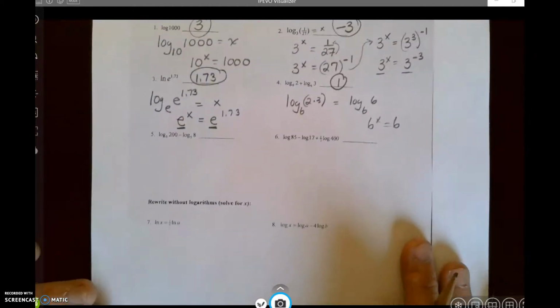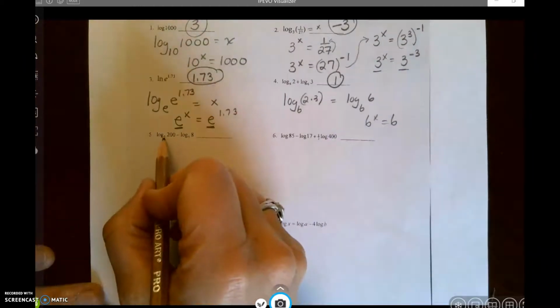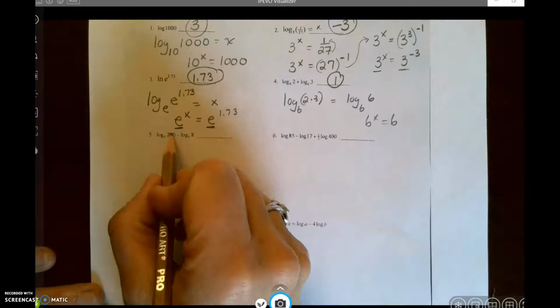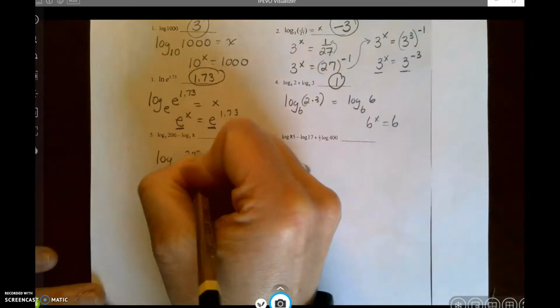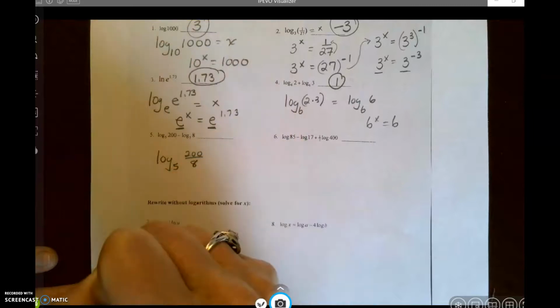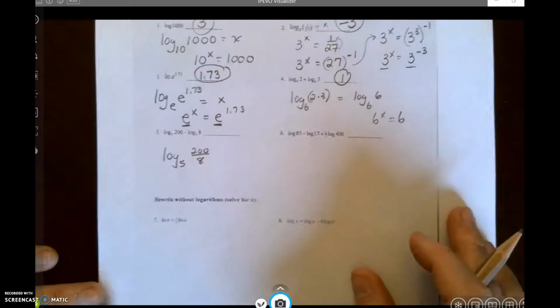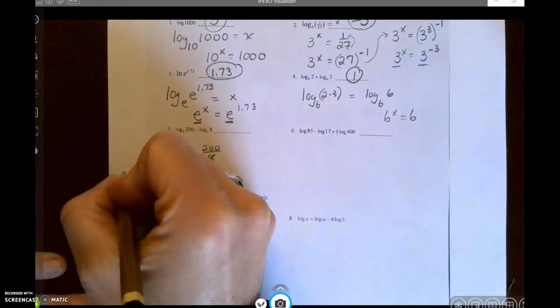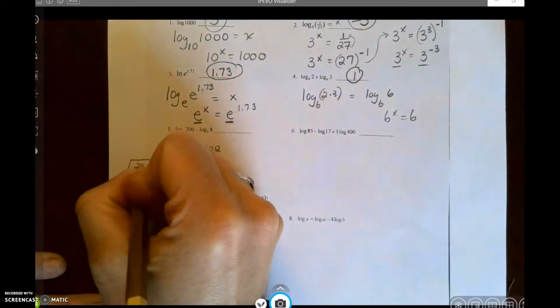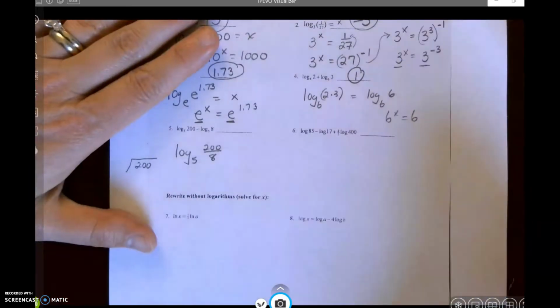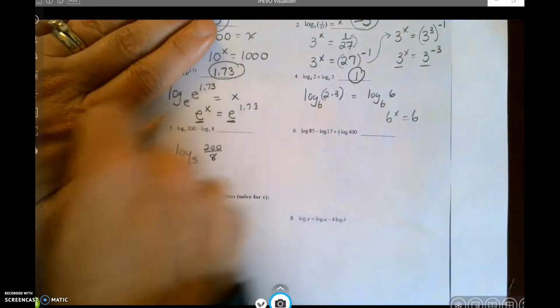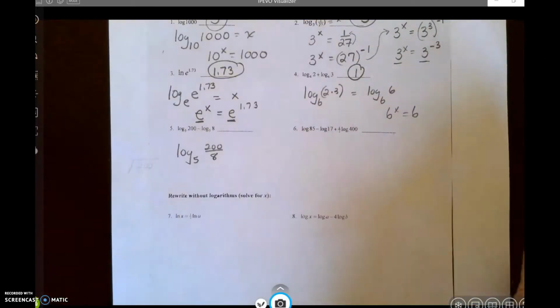Let's go to number 5. We've got the same base, and we have subtraction, so that's division. So log base 5 of 200 divided by 8. If I'm not sure what 200 divided by 8 is, I can do that off to the side, or I could try reducing the fraction. Maybe that's easier.